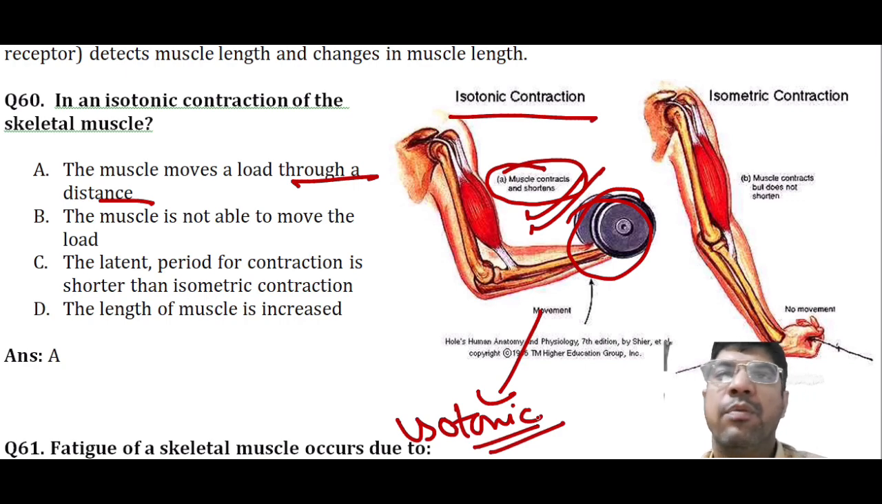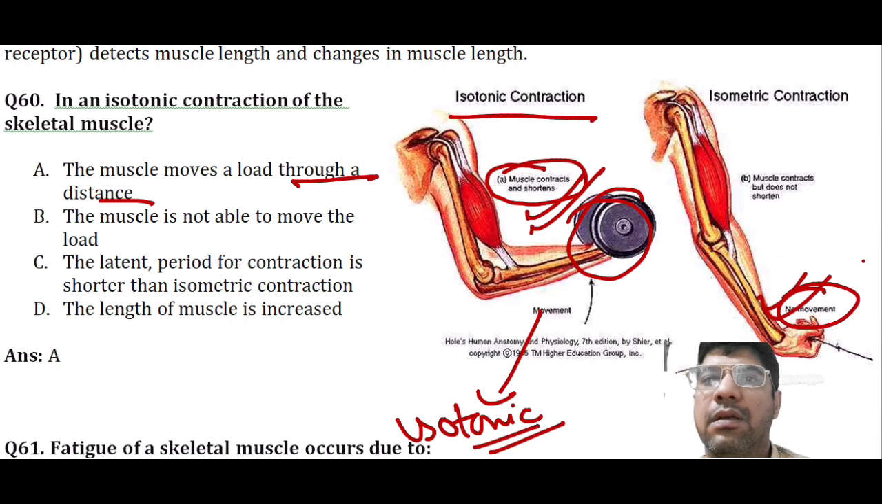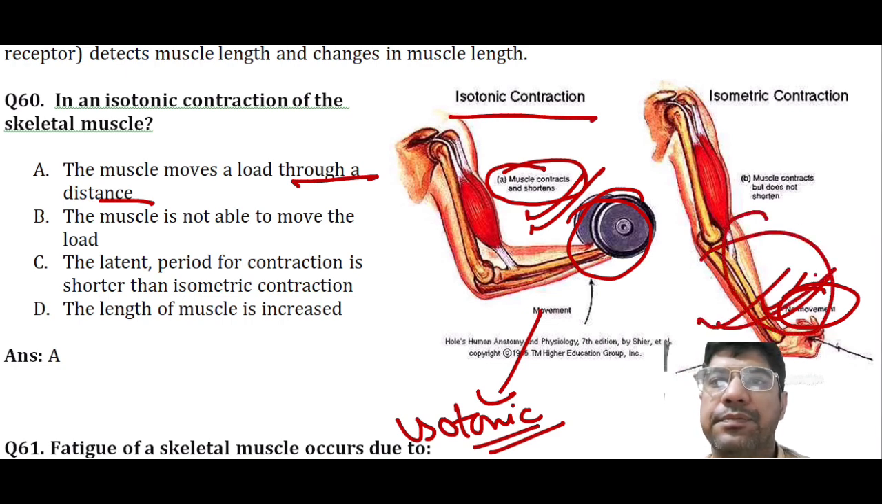In isometric contraction, the muscle generates force without change in length. So the muscle is contracting but it is not moving a load, and there is no change in the length. An example is pushing against an immovable wall. That is an example of isometric contraction.